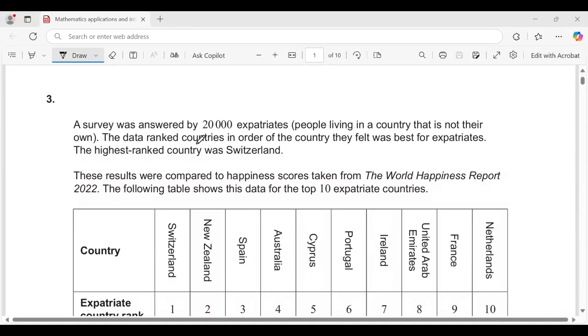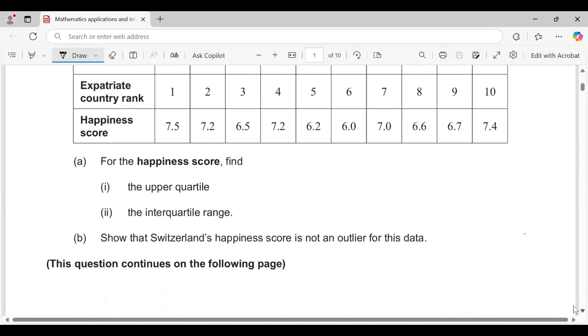Number 3, a survey was answered by 20,000 expatriates, people living in a country that is not their own. The data ranked countries in order of the country they felt was best for expatriates. The highest ranked country was Switzerland. These results were compared to happiness scores taken from the World Happiness Report 2022. The following table shows this data for the top 10 expatriate countries. For the happiness score, find the upper quartile, and find the interquartile range.